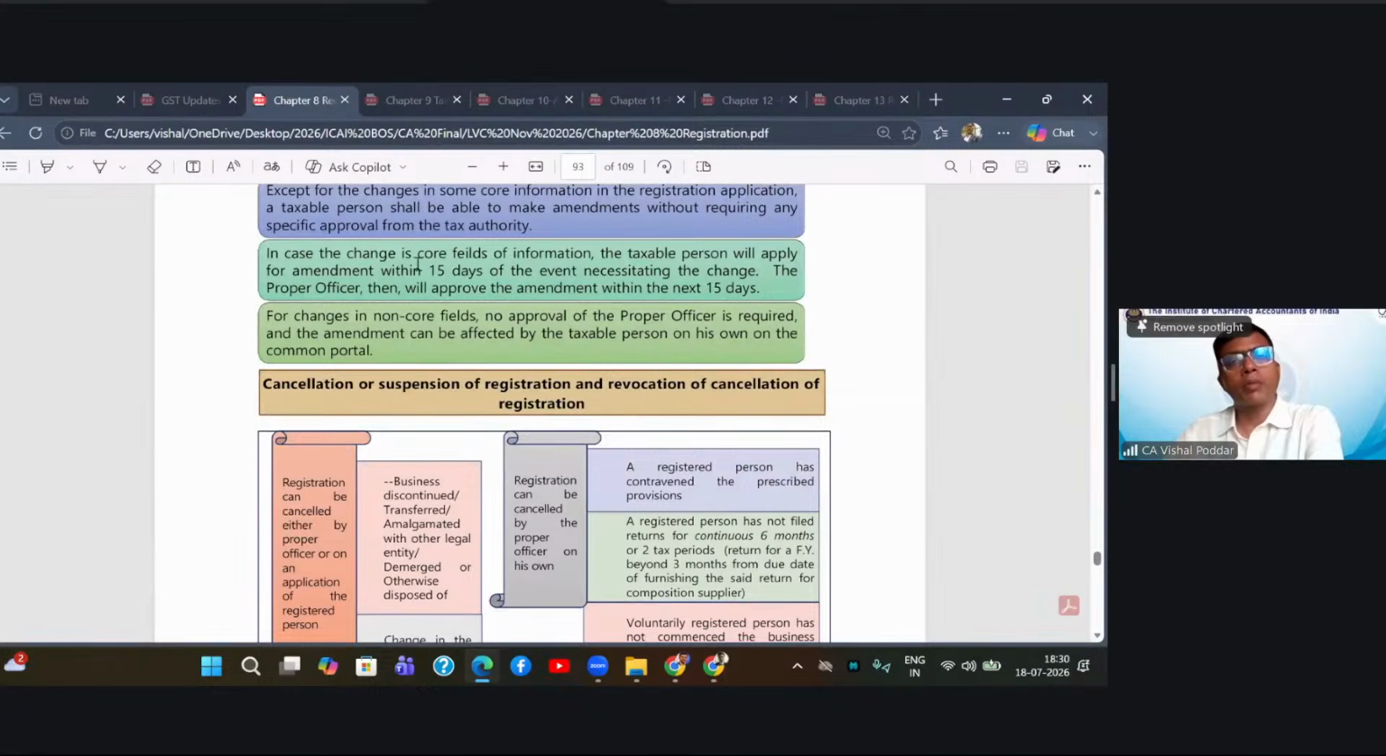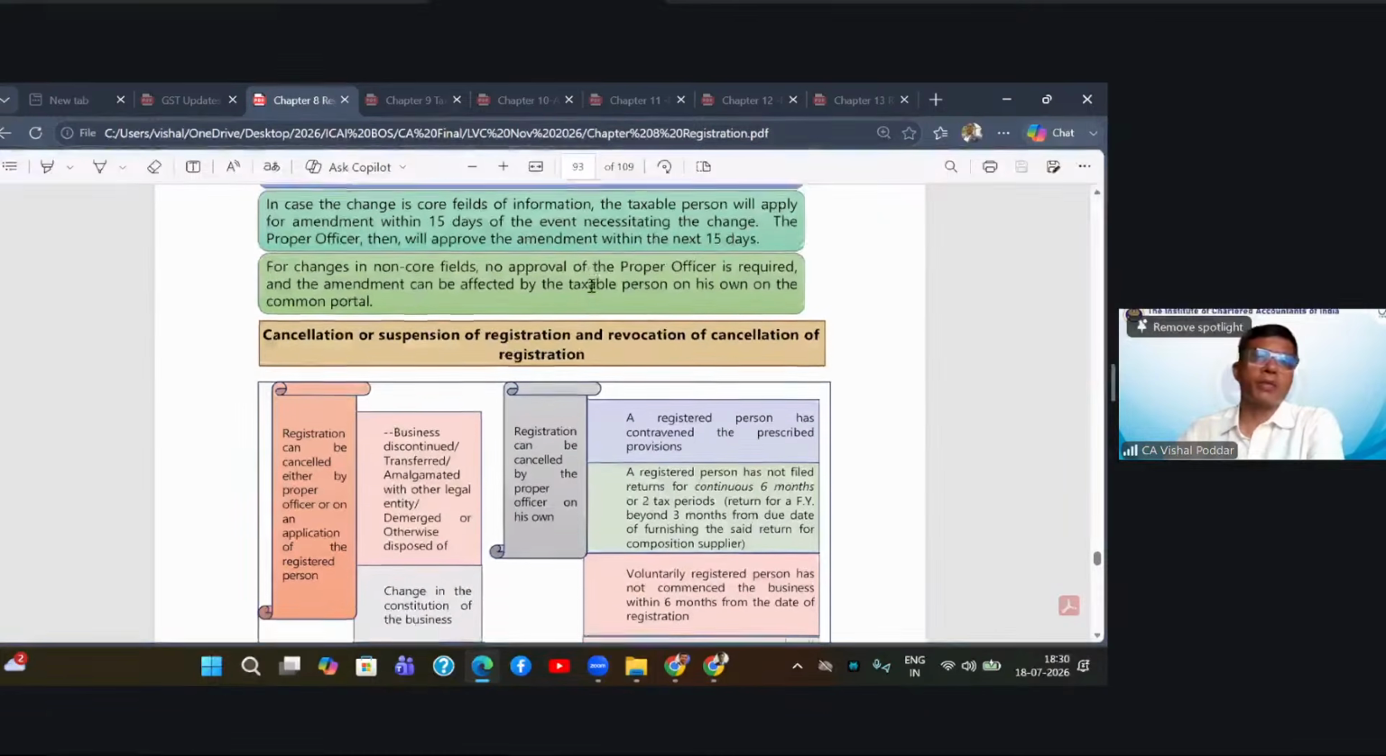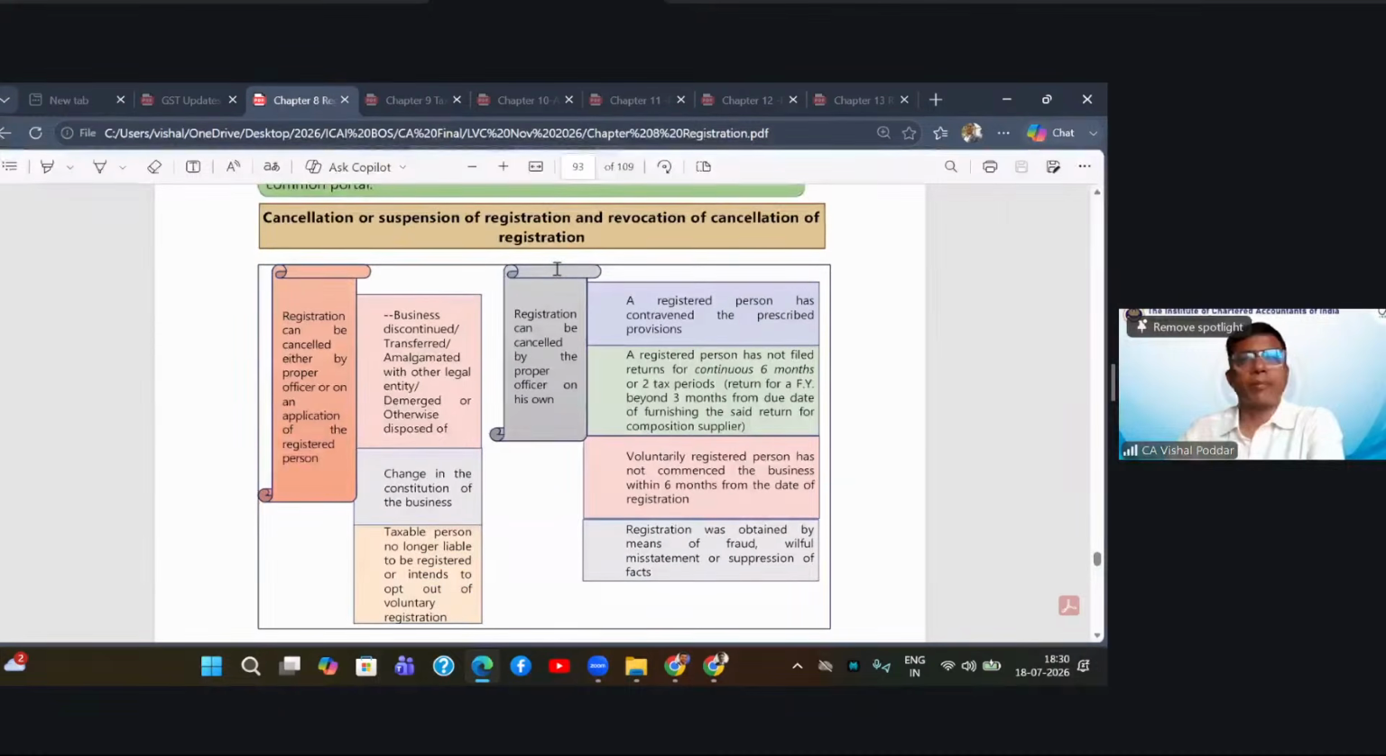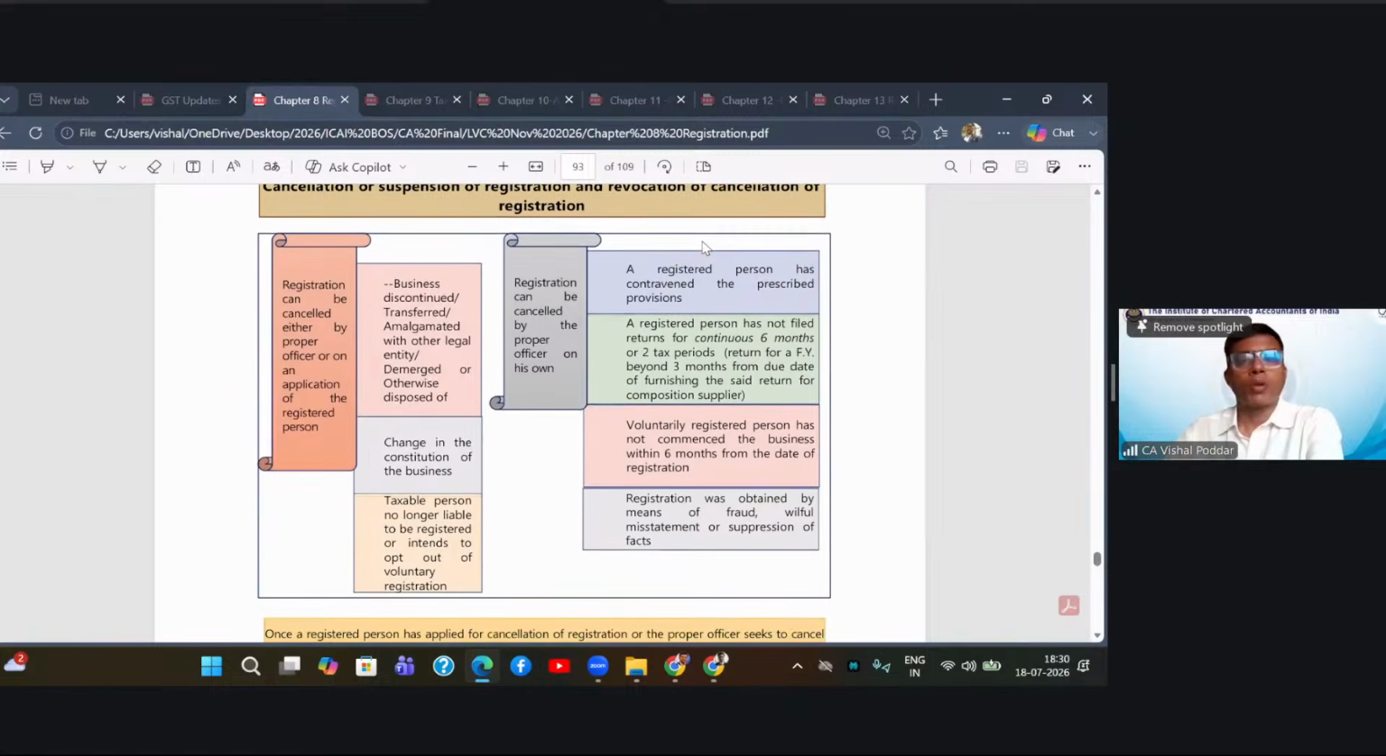However, in case you are making changes in the core field, then the taxpayer will apply for amendment within 15 days of the event, and the proper officer will approve and confirm the amendment or reject the amendment within the next 15 days. For changes in non-core fields, no approval of the officer is required and the amendment is done immediately once you make the application. Now comes the next step, which is cancellation or suspension of registration, or later on revocation of cancellation. Now, once you are registered, you may not wish to continue as a registered person. Why?